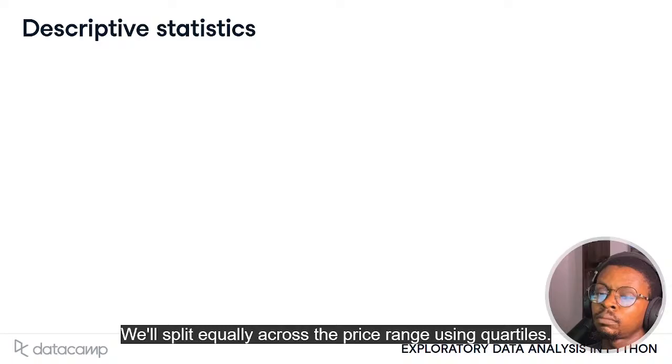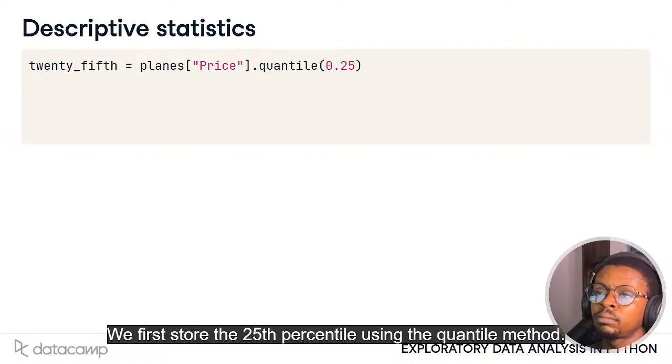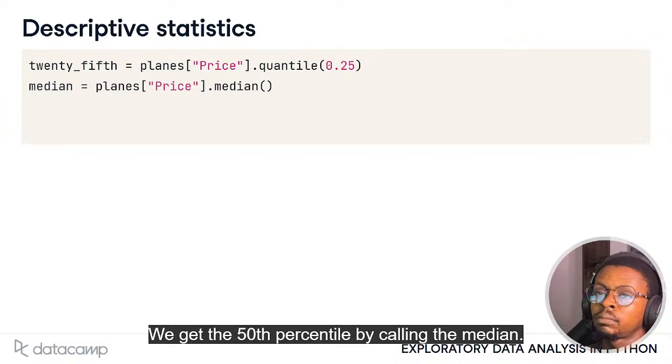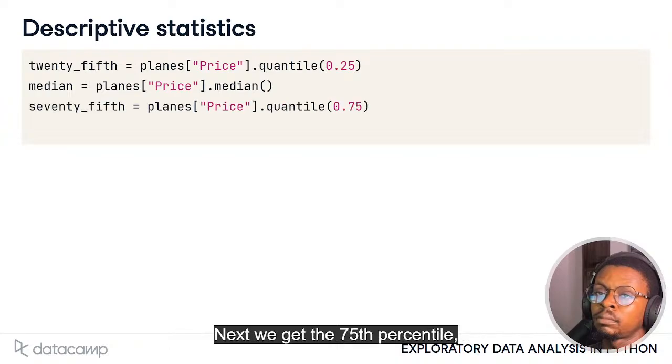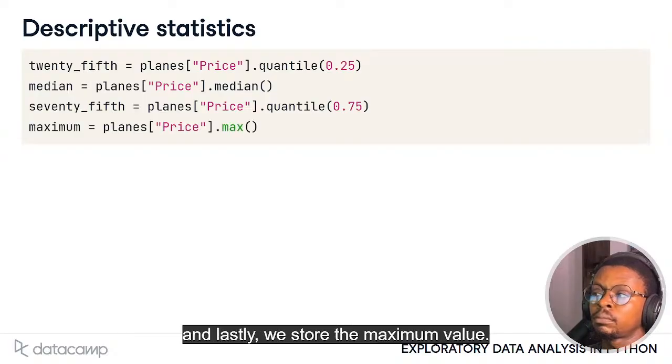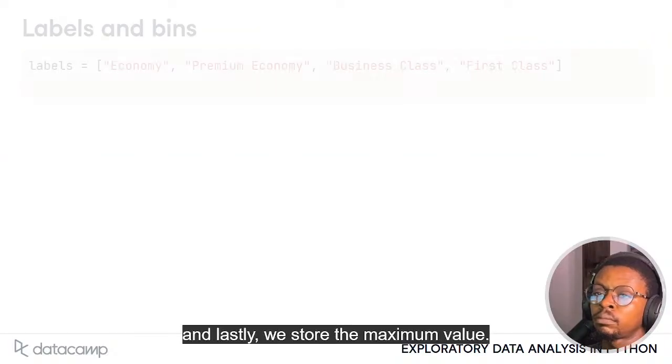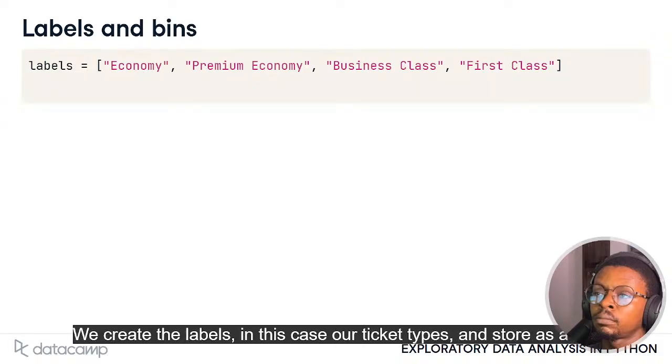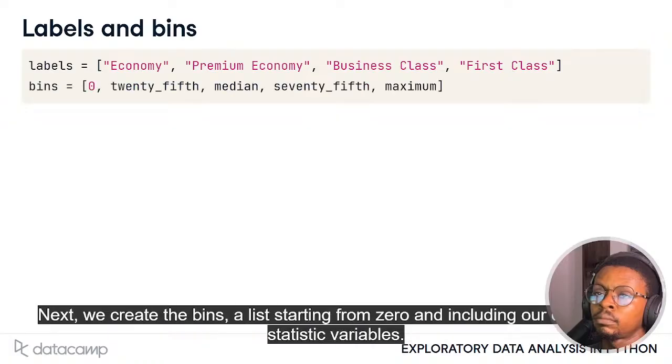We'll split equally across the price range using quartiles. We first saw the 25th percentile using the quantile method. We get the 50th percentile by calling the median. Next, we get the 75th percentile, and lastly, we store the maximum value. We create the labels, in this case our ticket types, and store as a list. Next, we create the bins, a list starting from 0 and including our descriptive statistic variables.